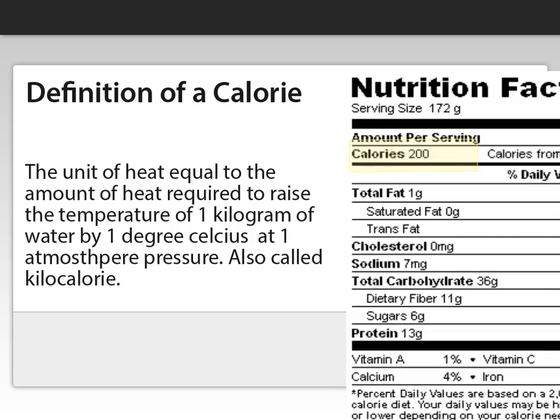Now, almost everybody has seen the calories on nutrition facts and knows how to read them, but many of y'all may not know the actual definition of it. The definition of a calorie is the unit of heat equal to the amount of heat required to raise the temperature of 1 kilogram of water by 1 degree Celsius at 1 atmosphere pressure. It's also called a kilocalorie.